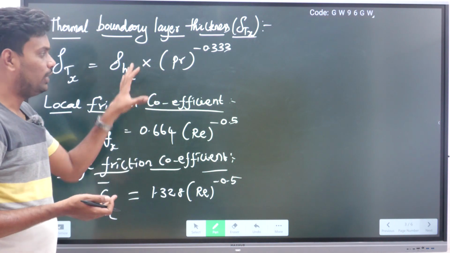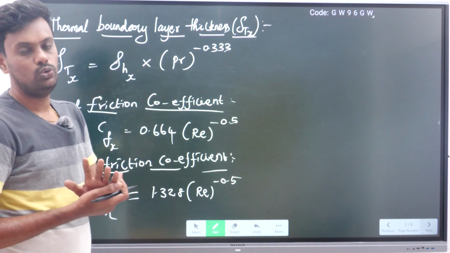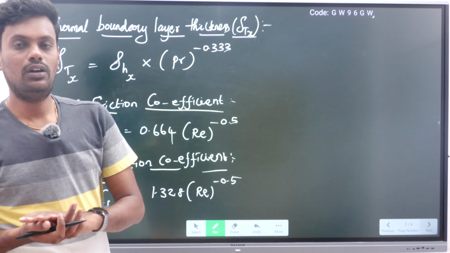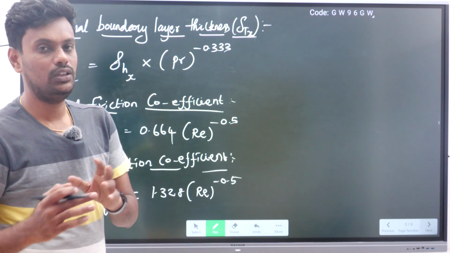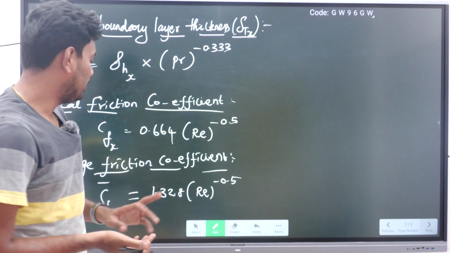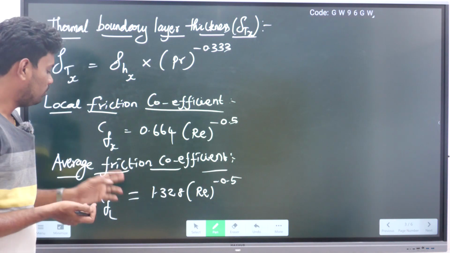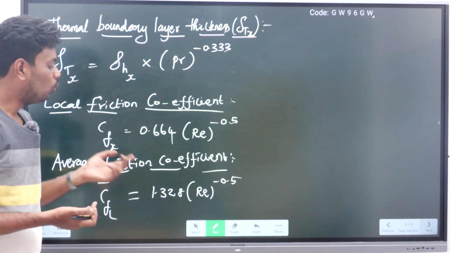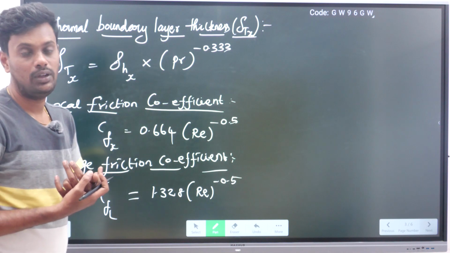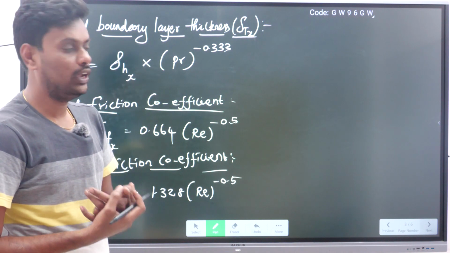I just want to tell you these correlations of heat transfer in flow over a flat plate are there to know. Next one, average friction coefficient, which is CFL bar equal to 1.328 into Reynolds number power minus 0.5.